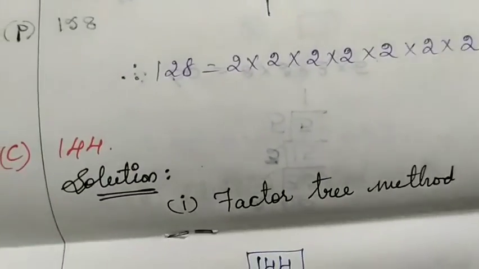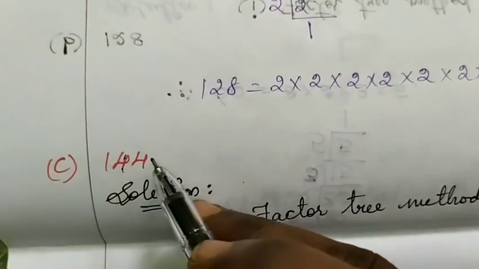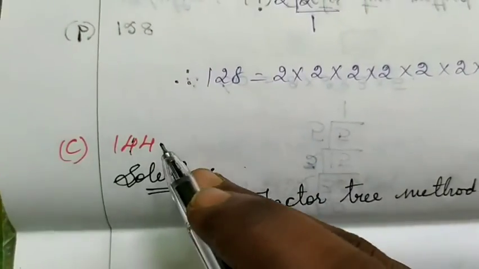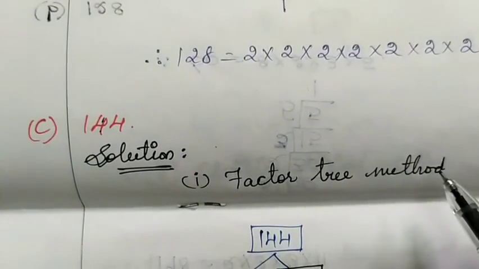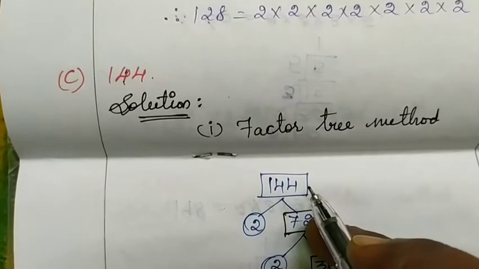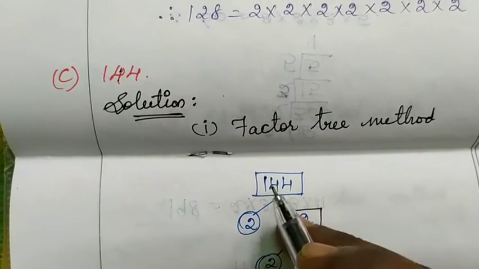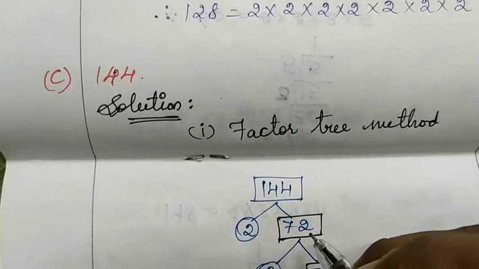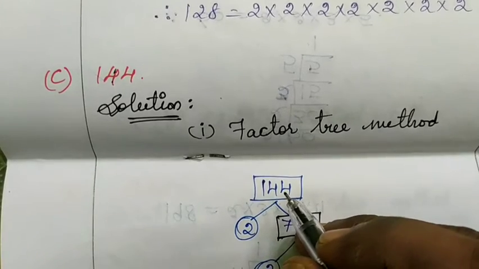So go to question number 3: 144. First we take the factor tree method. 144 comes in 2 table. So how many times? 72 into 2 we get the number 144.